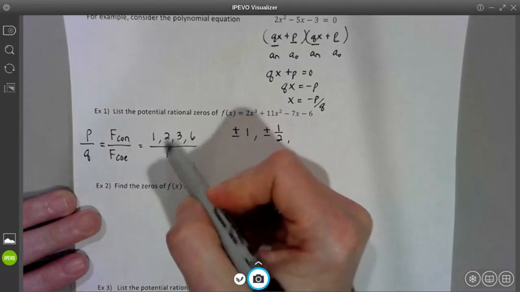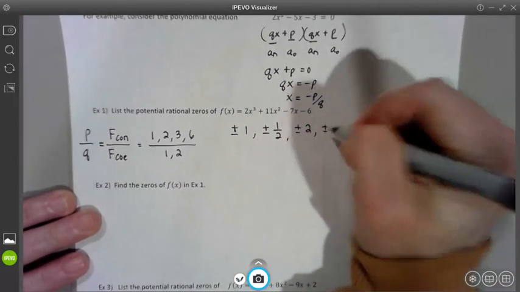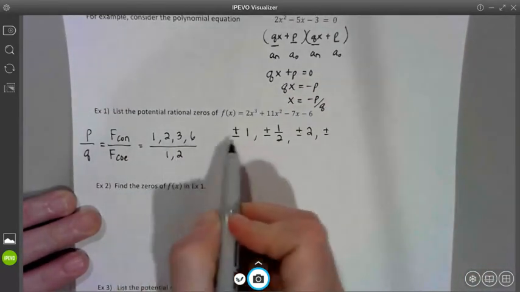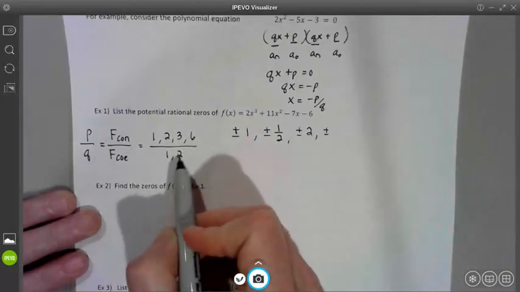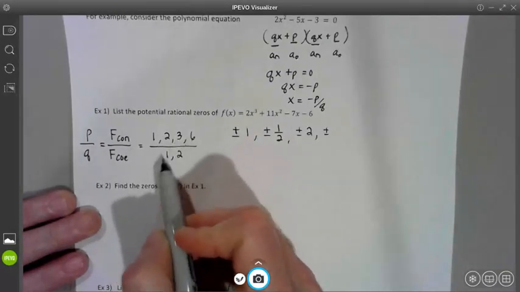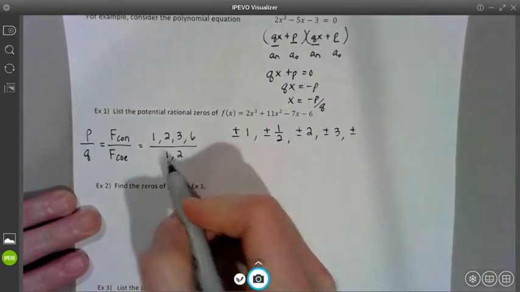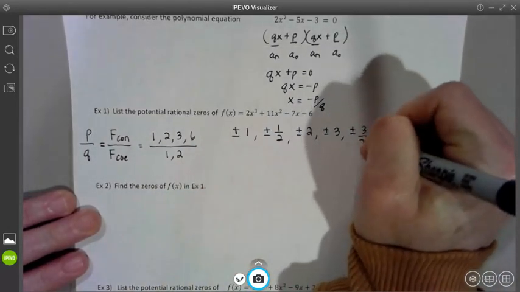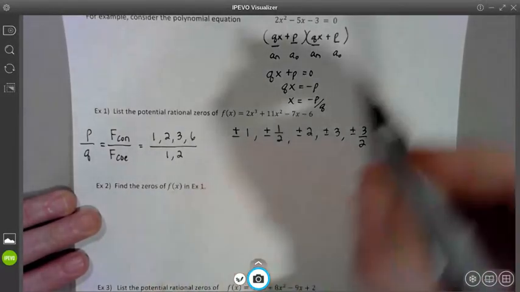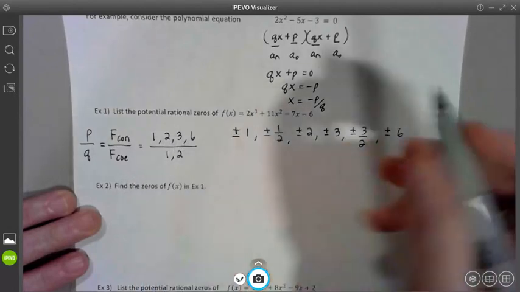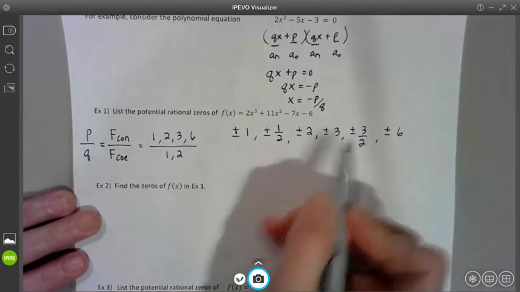All right, so it's going to be plus or minus 2 over 1, which is 2. And then plus or minus 2 over 2 is 1, and I've already listed it, so I'm not going to list it again. I'm going to go to the next numerator and start matching it with denominators. So plus or minus 3 over 1 is 3. Plus or minus 3 over 2 is 3/2. And then go to your next numerator: plus or minus 6 over 1 is 6. And then plus or minus 6 over 2 is 3. And I've already listed plus or minus 3, so I'm good.